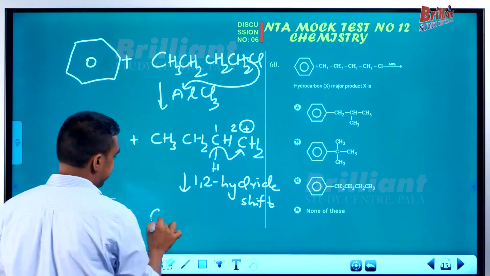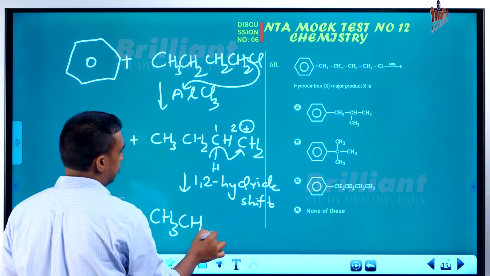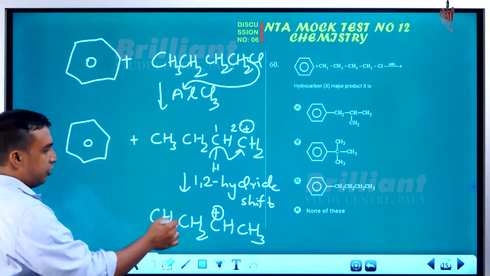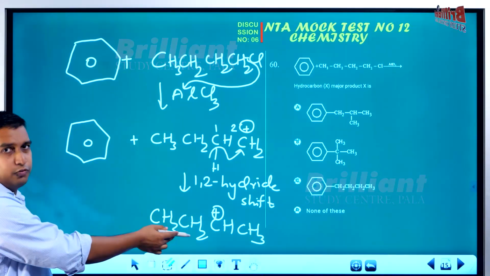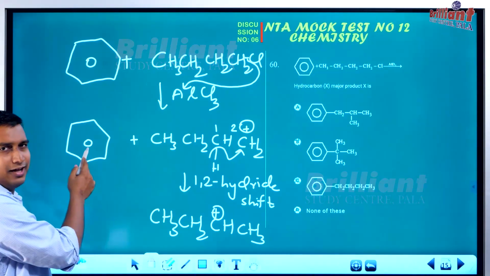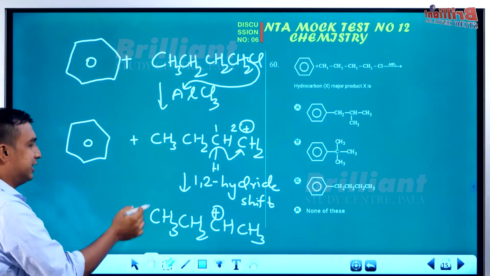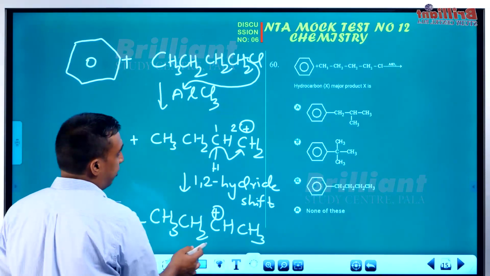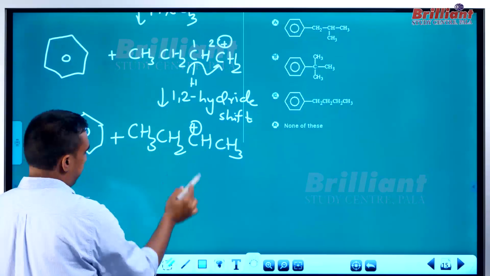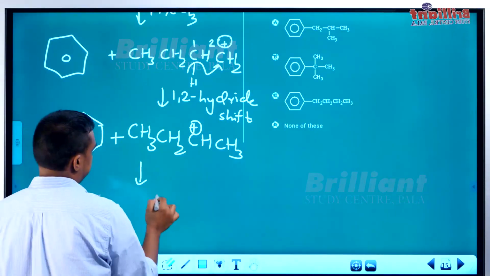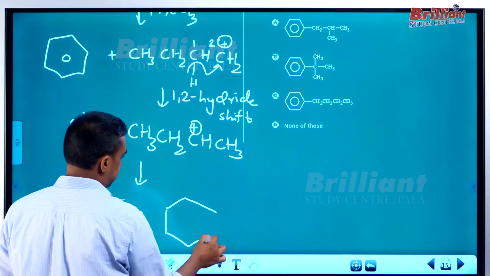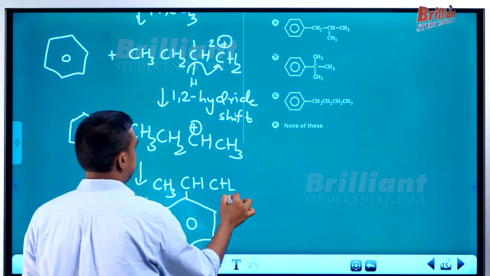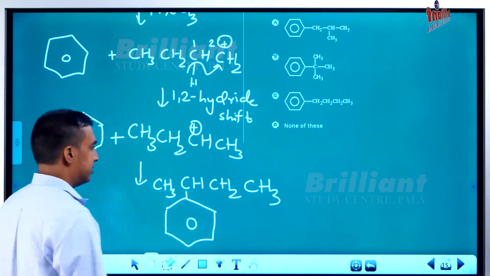Now if this happens, we can write this as CH3, CH2, CH plus, CH3. Now this is my cation that is going to act as the electrophile, and this will attach to the benzene ring. It will replace a hydrogen or an H plus on benzene. Now you have an idea of how the product will look. The product will come as CH3, CH, CH2, CH3 attached to the ring. This is my product.